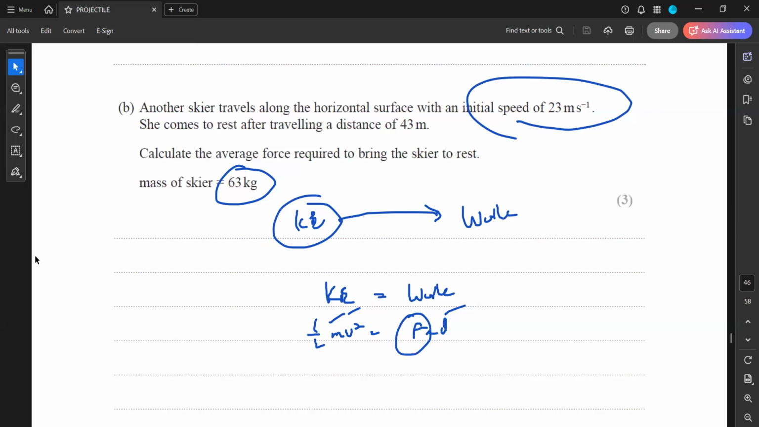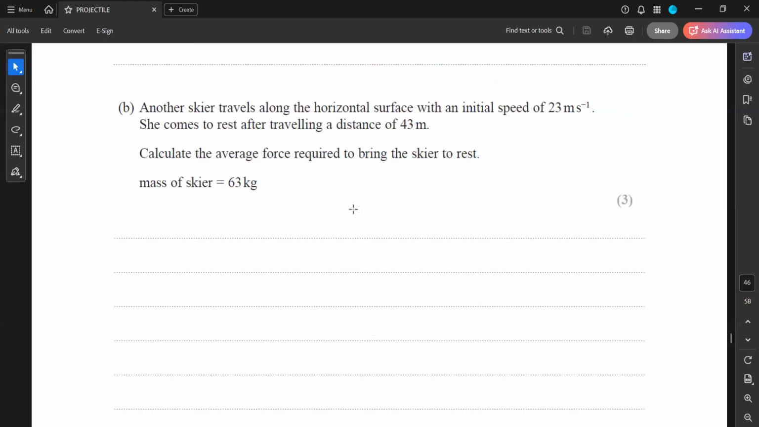So if we use the equation, D will be 43 meters. Yes. Mohammed sir, if we use the equation 2as is equal to v square minus u square, then after finding acceleration, we use F is equal to ma, would that work? Yeah, that will work.